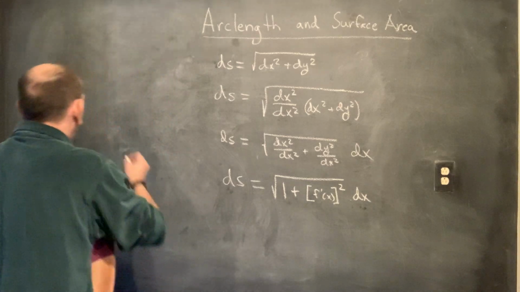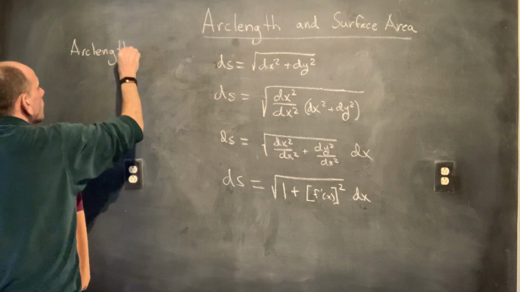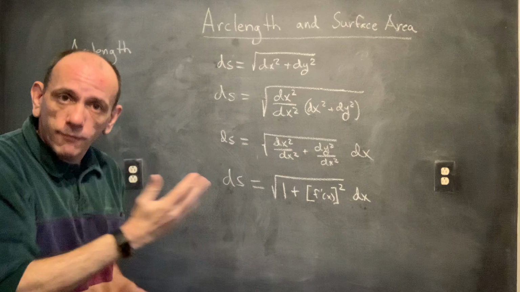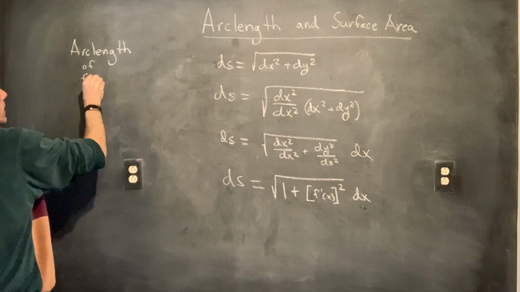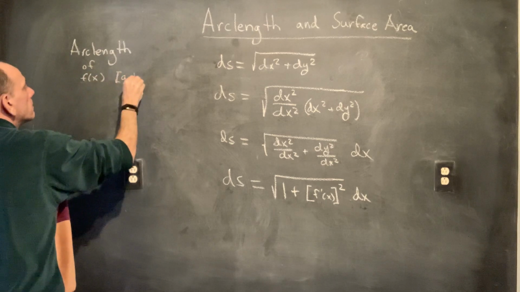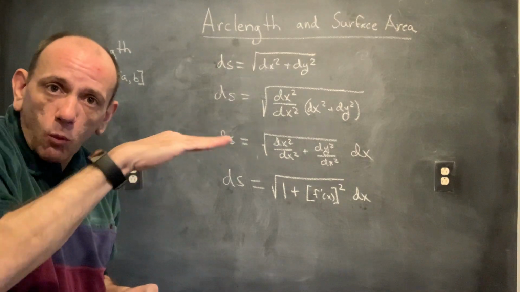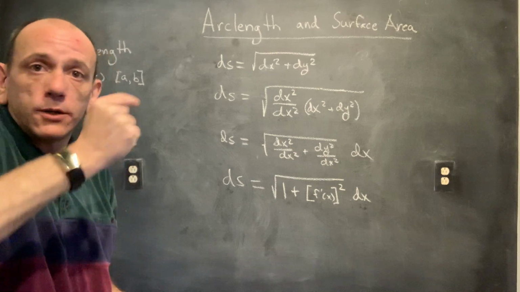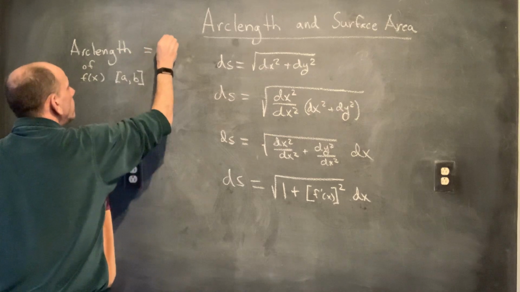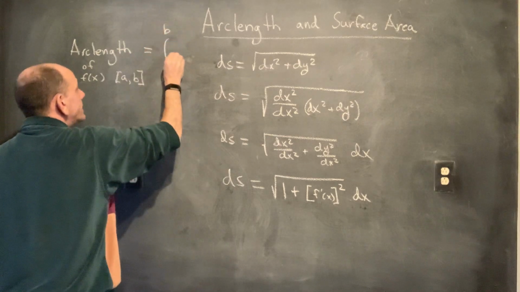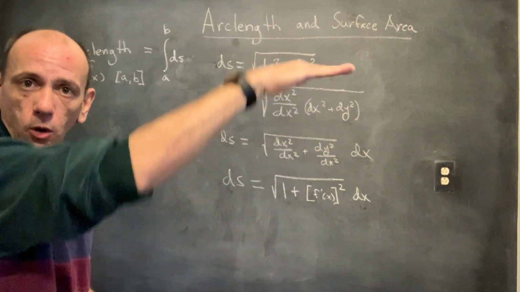So the arc length for some function f of x on an interval from a to b, right? Well, we're going to take these little arrows that walk along the curve, those lengths, and just add them all up as we go. So it's the integral from a to b ds. Walk along that curve and just add up all the distances that you get.